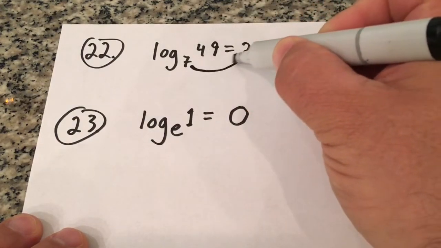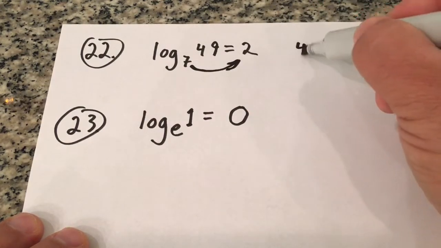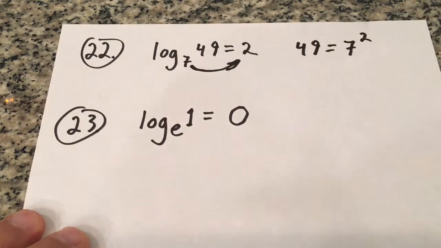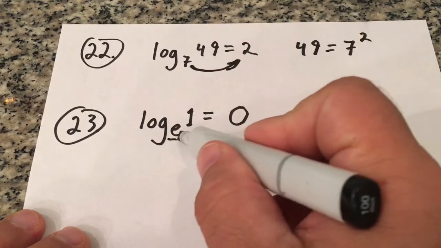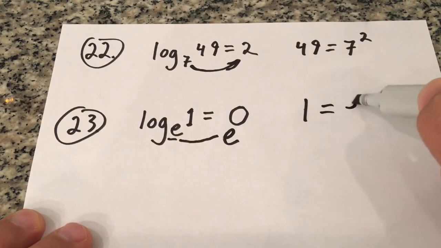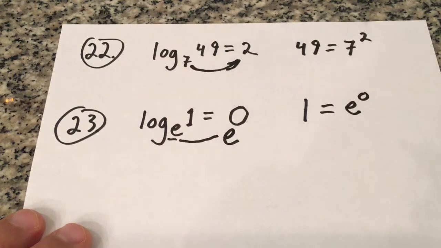The log leg kicks the 7 over. It's going to give me 49 is equal to 7 squared. The log leg kicks the e over. The e comes over and pushes up the 0. So 1 is going to equal e to the 0 power.